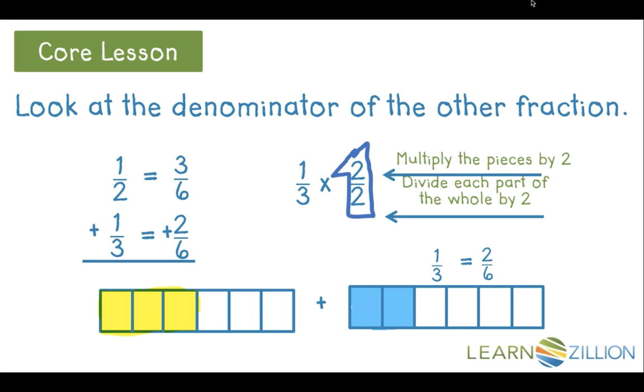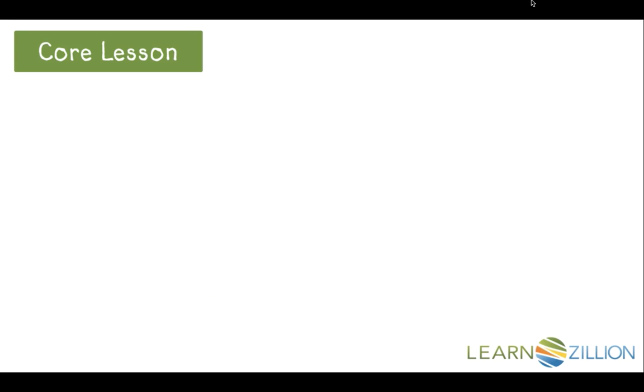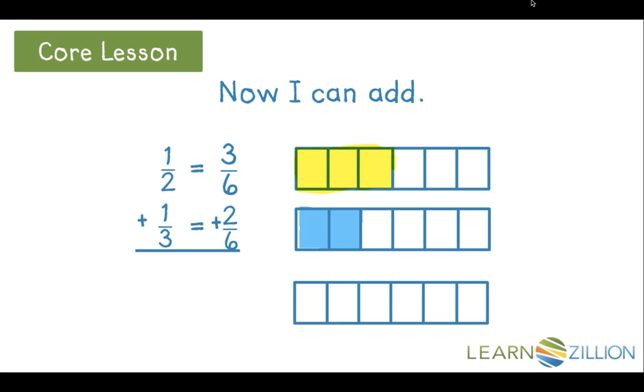So now I have 3/6 plus 2/6. Now I can add 3/6 plus 2/6. Let's move our pieces. We've got 3/6 and 2/6 is equal to 5/6.